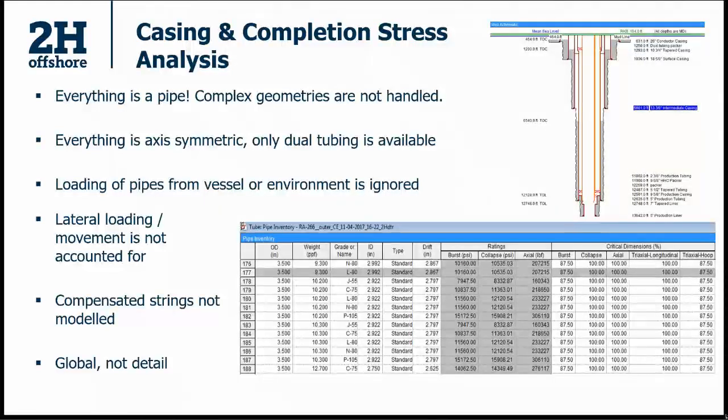Any compensated strings are not accounted for, again. So the DST string that was on the previous slide, that's obviously on a floating rig. That's obviously compensated, but there's no option to put that in there. And this is a global type FEA tool, so it doesn't do detail very well. It's a global tool. It looks at the large elements or large nodes, but not in high detail.